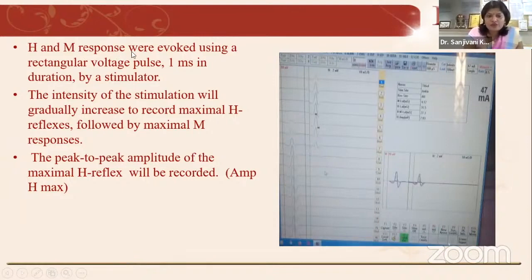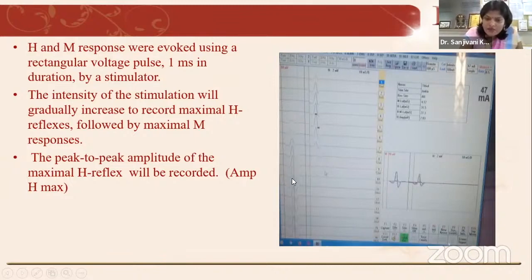So H and M responses were evoked using a rectangular voltage pulse, 1 millisecond in duration, by the stimulator. So this is the H reflex wave and this is the M wave. The intensity of stimulation will be gradually increased to record the maximal H reflex followed by the maximal M wave. Initially, we will give submaximal stimulation, so we will get this H reflex wave. It is initially small, then gradually it goes on increasing. After some time, we will get the M wave also.